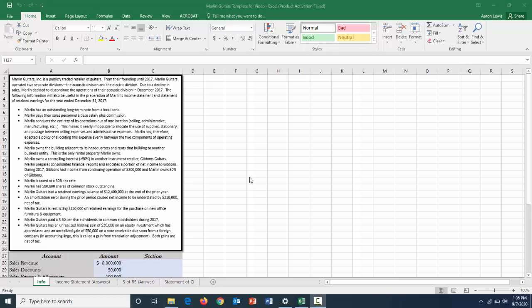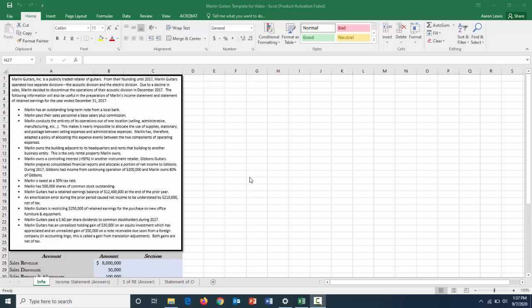From their founding until 2017, Marlin Guitars operated two separate divisions, the acoustic division and the electric division. But due to a decline in sales, Marlin has decided to discontinue operations of their acoustic division in December 2017. So now we have a portion of our income which can be attributed to an aspect of our business which is not existing anymore, and that is called a discontinued operation. In our income statement, we need to let our investors know, yes, we made this much money, but this portion of that money came from something we're not going to do next year.